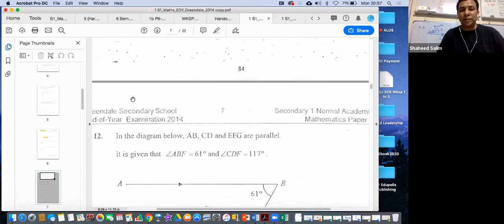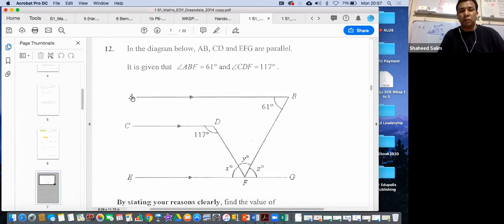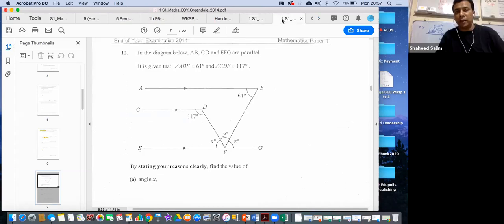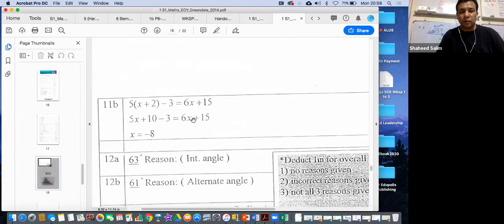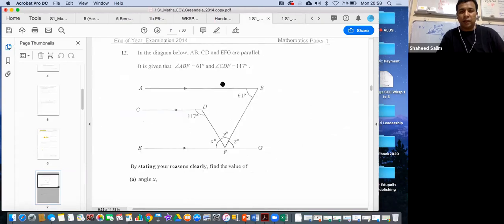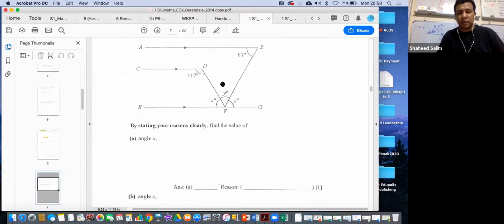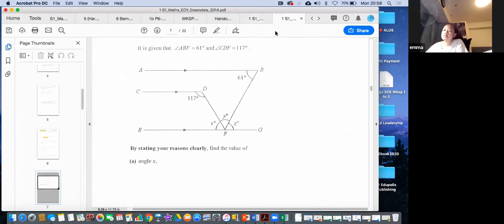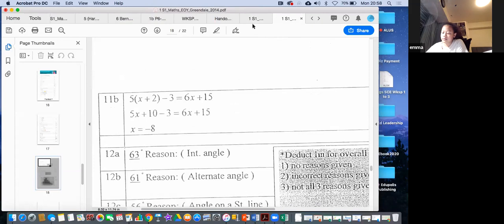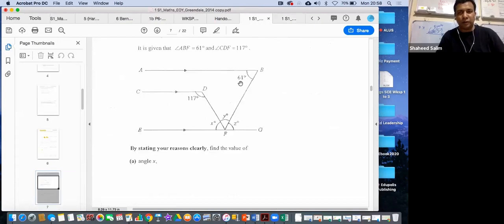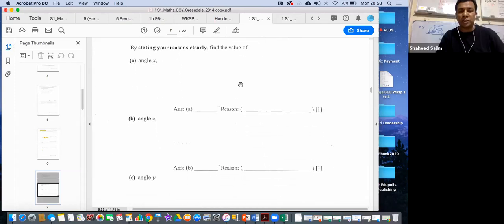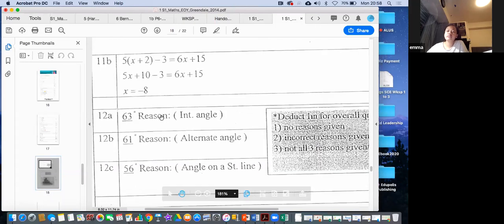Okay, your answer for question number 12. 63. Angle, 63 for angle A. Let us see. Well done. And the answer for B? 61. Okay. You are very clear how to get it, right? Okay, good. What was C? What's your answer for C? 56. Okay, well done, you're spot on.